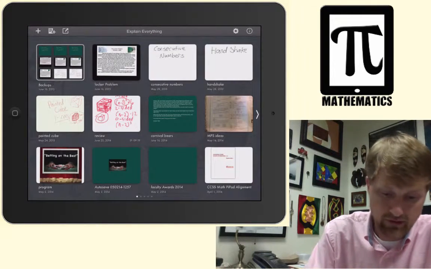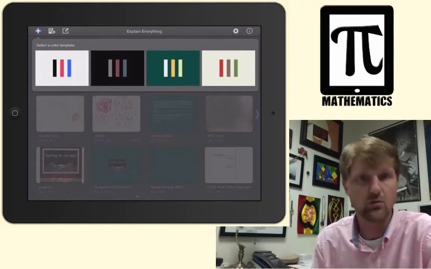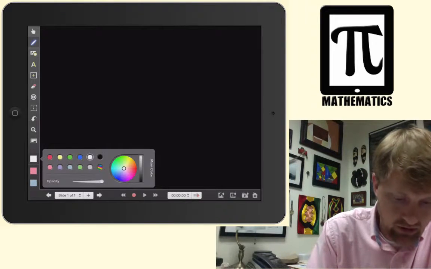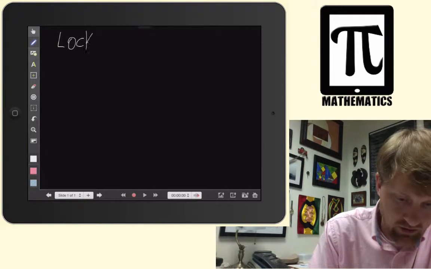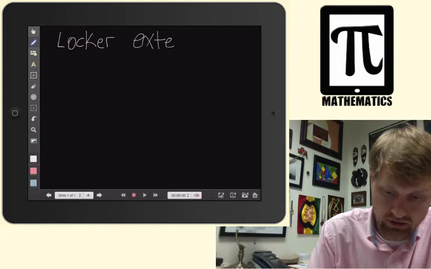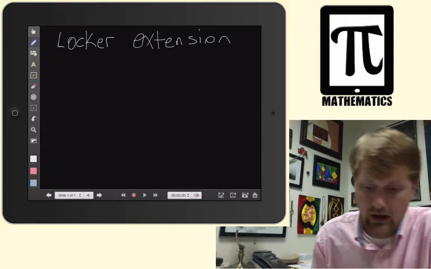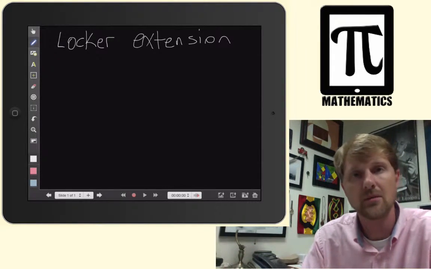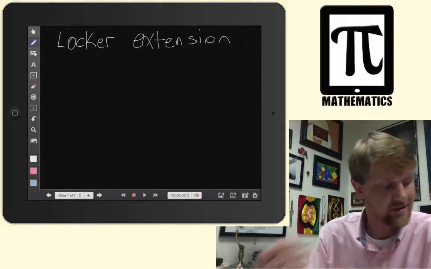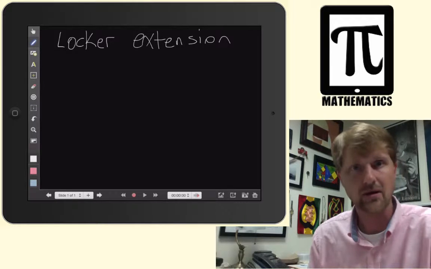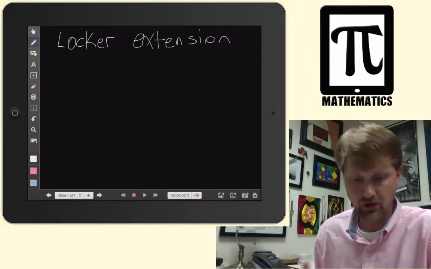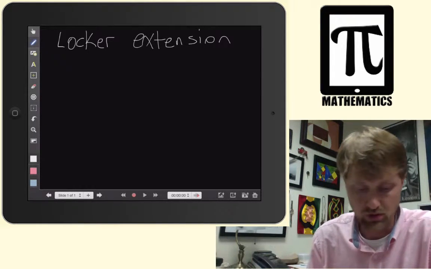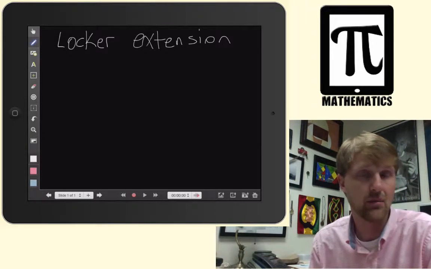and with Explain Everything, we'll come in and add a new one. We'll use a black background, and the extension to the locker problem, the locker extension, okay, has to do with prime numbers and raising prime numbers to exponents. Okay, so we can identify our prime numbers, and we need to look for patterns. So when you're teaching this, you give students an opportunity to help develop that pattern and learn that rule, if you will, and then find out how they can apply that rule.